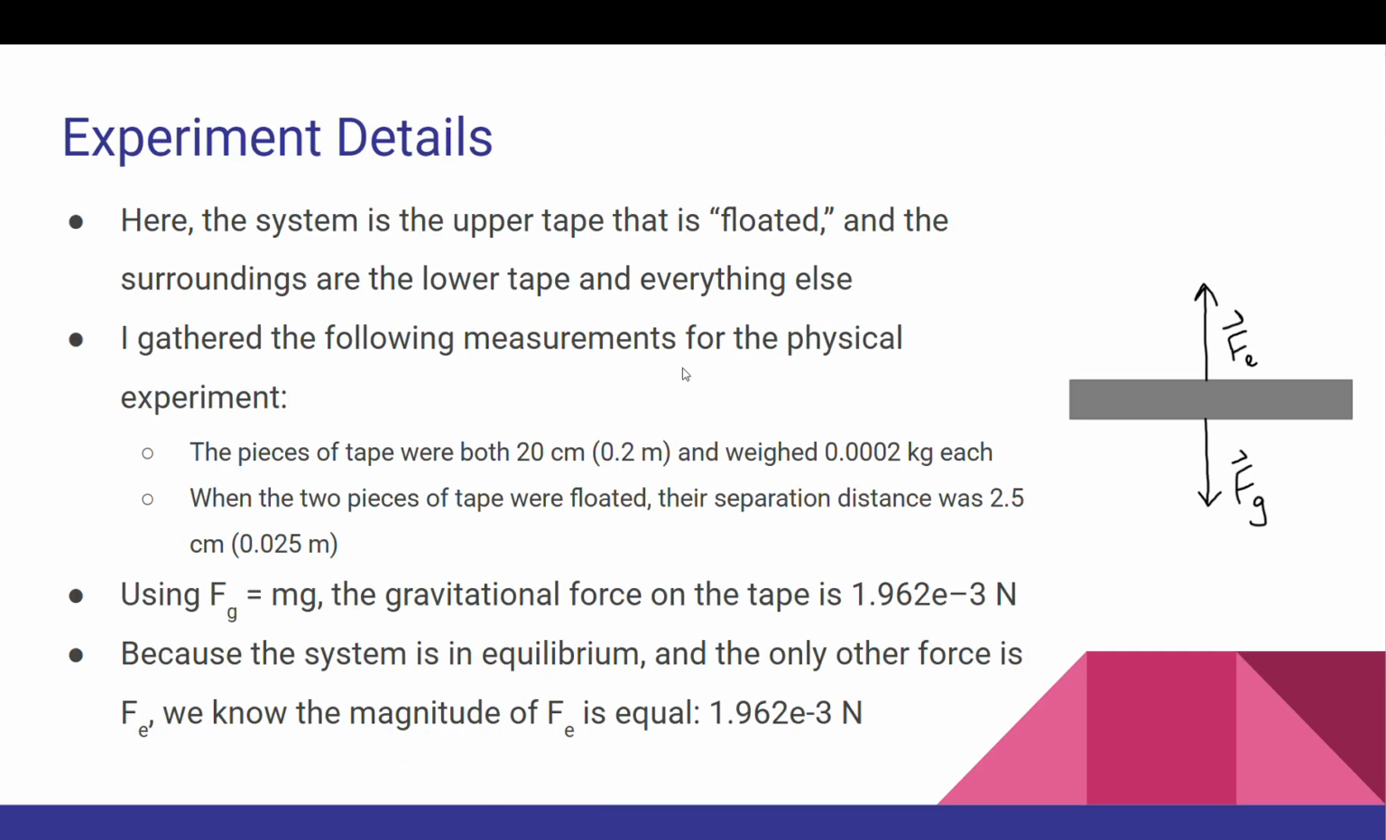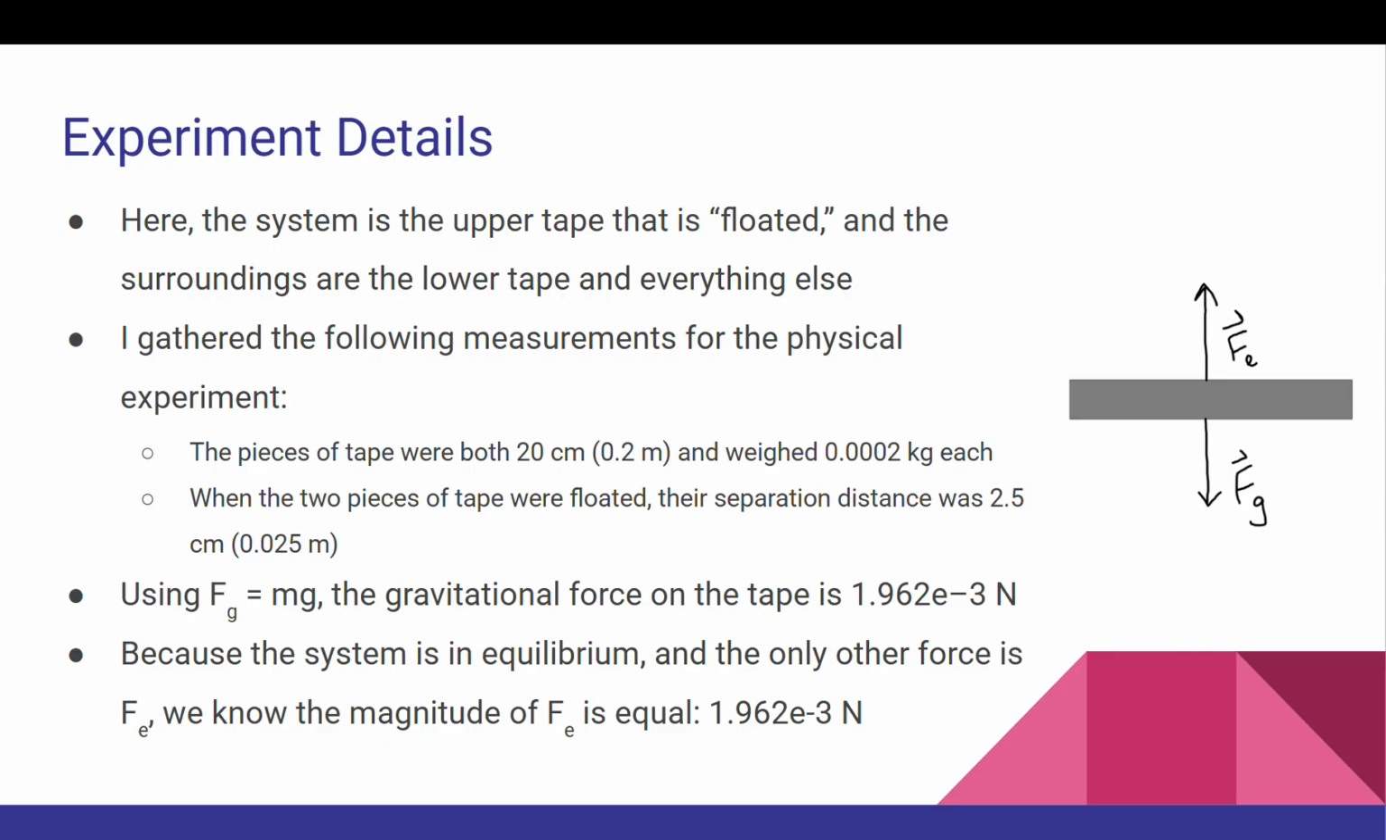As for my experiment, the system is just the upper tape by itself that was floated in the air, and everything else is surroundings. For example, the other tape or the wall or the air are all surroundings in the system here. I gathered the following measurements for my physical experiment. The tapes were all 0.2 meters long and 0.002 kilograms in weight.